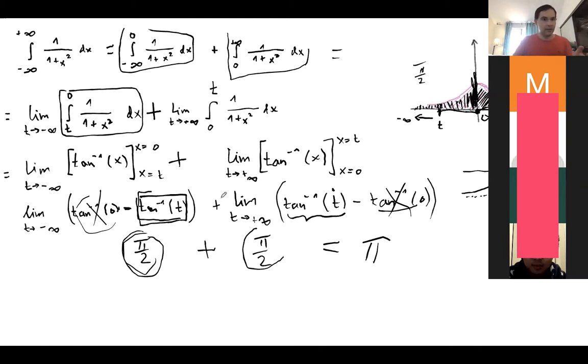So this definite integral is convergent because this limit exists and this limit exists. The answer to this question is that this definite integral is convergent, and it converges to this number pi, which is approximately 3.1 and something else, maybe 4. It doesn't matter. This is the answer, pi. Okay, that's the end of this example.